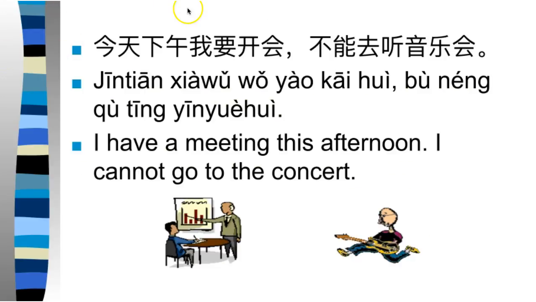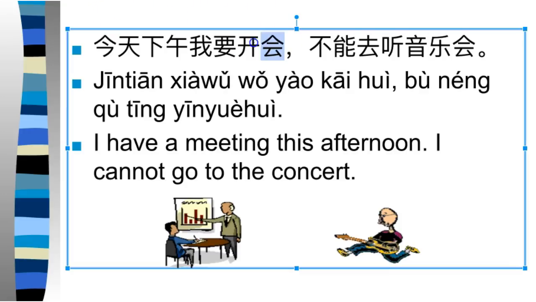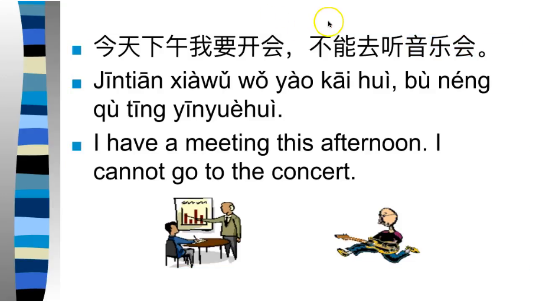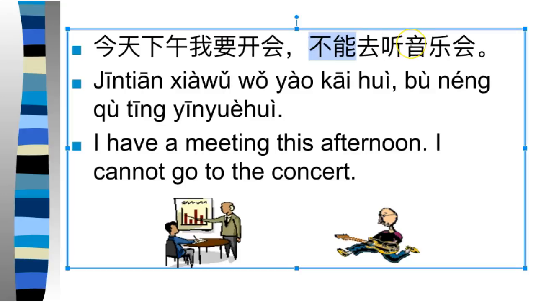今天下午我要开会，不能去听音乐会。Today in the afternoon, I will go to a meeting. The 开会 here, by the way, 开会 and 音乐会 have nothing to do with the modal verb 会. These are both nouns. Go to a meeting. 不能去听音乐会. I can't go to the concert because I'm busy, right?